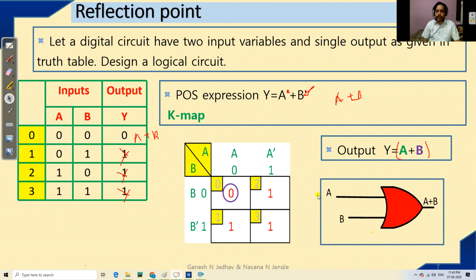Okay, so let us implement this. It can be implemented easily using the OR gate. Hope you got the correct answer.